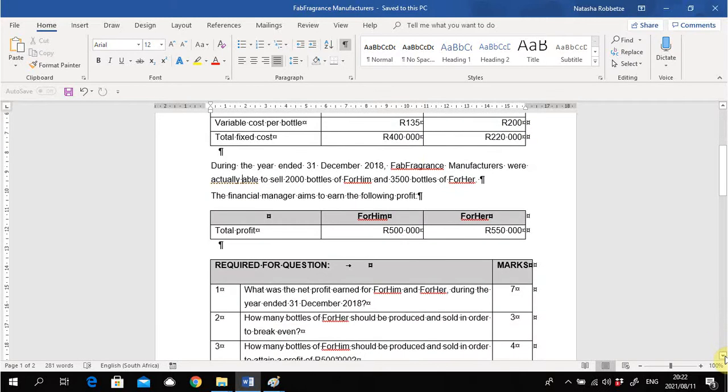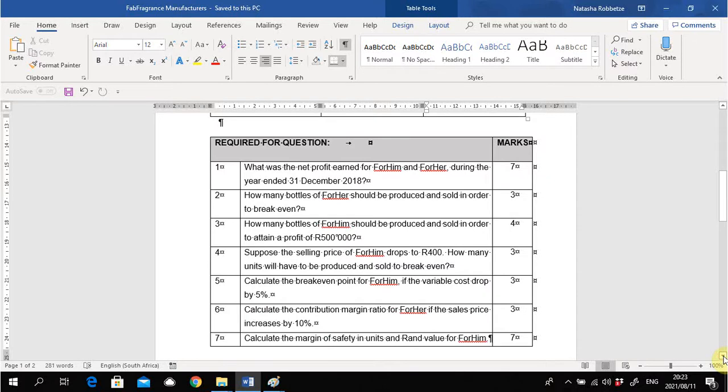Then during the year ended 31st December 2018, Fab fragrance manufacturers were able to sell 2,000 bottles for him, 3,500 bottles for her. The financial manager aims to earn the following profit. So now they've given you a predetermined profit, what they now plan to do. The profit that they plan for him is 500,000, and for her is 550,000. And then they've given you a list of required parts.